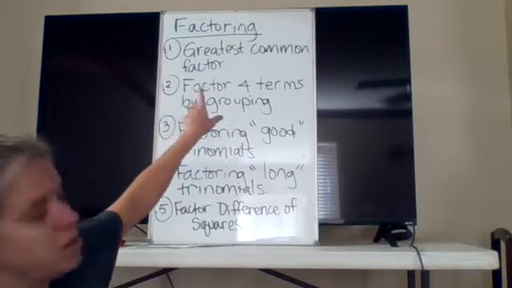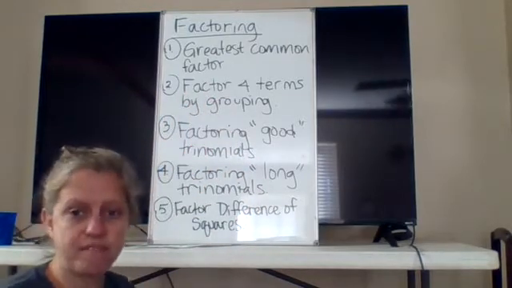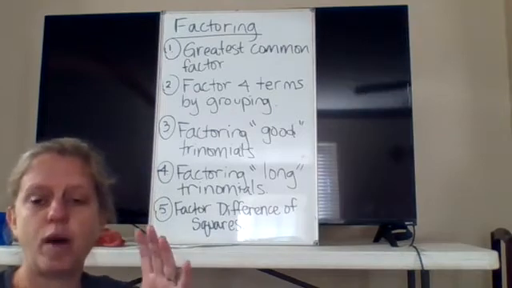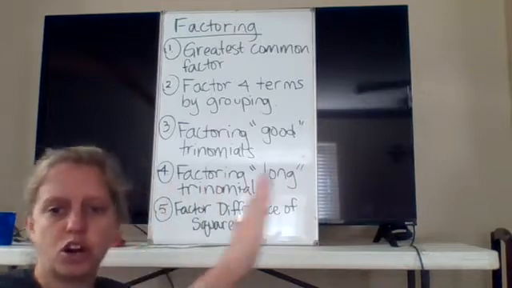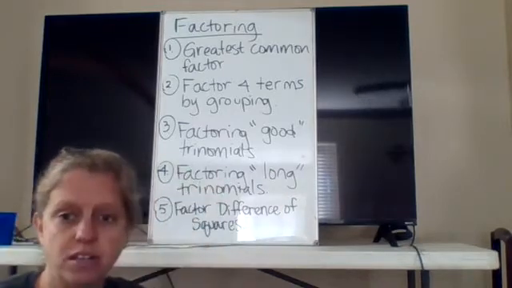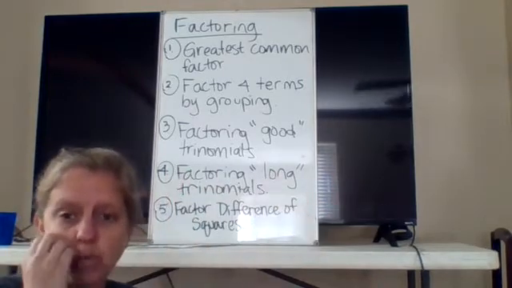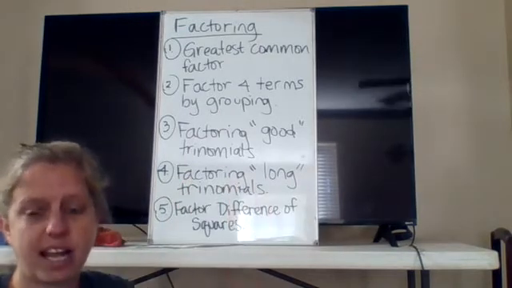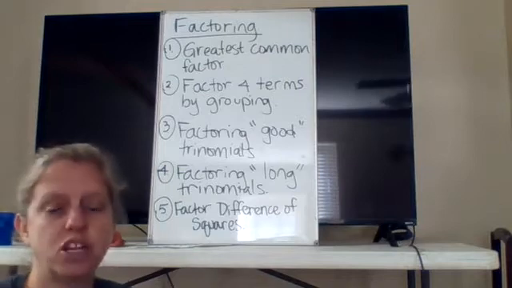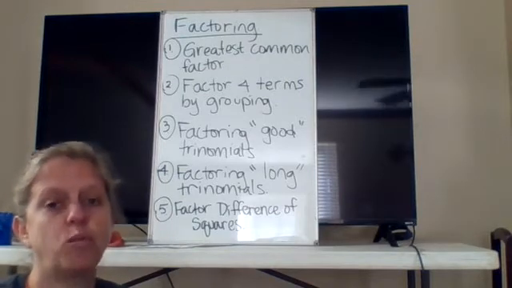So the very first thing that we talked about was the greatest common factor, which is where you pulled what was in common with all the terms. You pulled it out, and then you put in parentheses what was left, and you found what was left by dividing each term by whatever it was that you pulled out. So that was that 6.1.